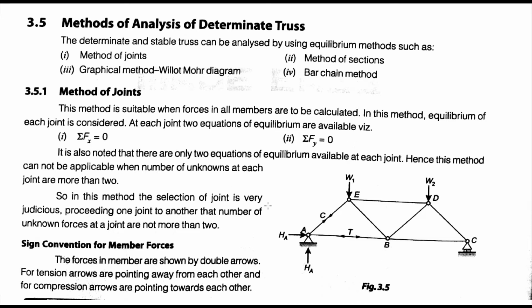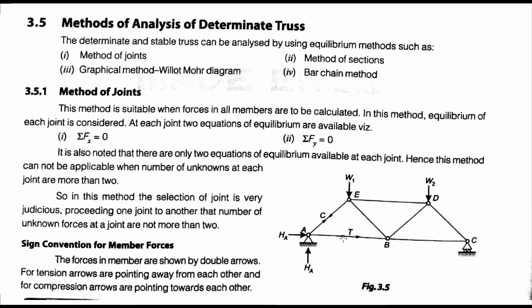If you see this figure 3.5, this is your hinge support, and two reactions are acting. One is horizontal, HA, and another is vertical, RA. At this roller support, one vertical reaction RC is there. These are the two external loads W1 and W2 which are acting on the joints or nodes of the truss. This is compression, where the arrows are indicating towards each other, and this is tension, where the arrows are indicating away from each other.